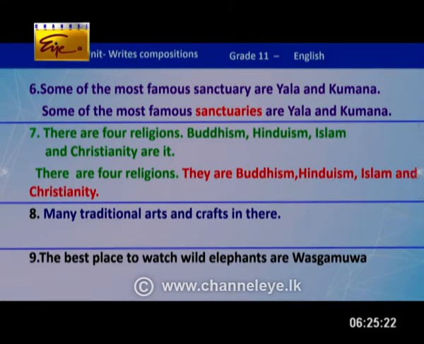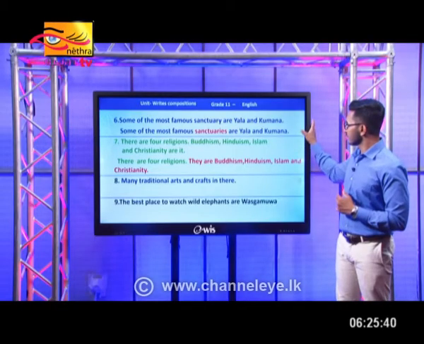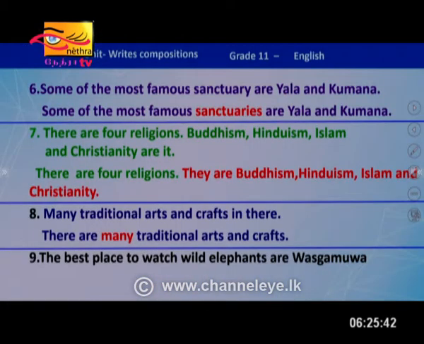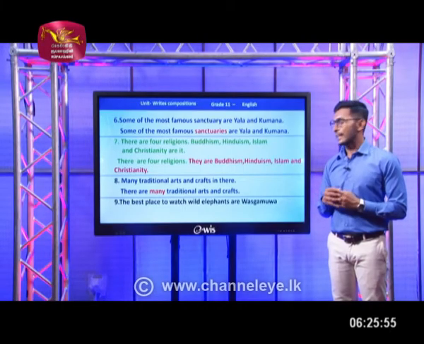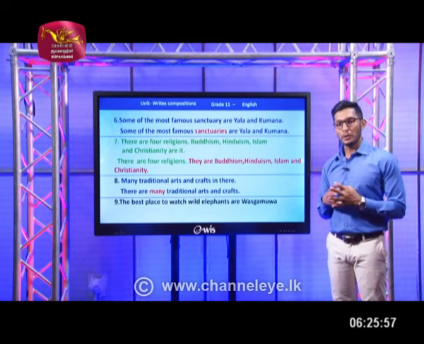Sentence number 8. So, what is the mistake in that? Many traditional arts and crafts in there. Is it a sentence? No, it is a chunk. So, what is missing there? You cannot find a verb. So, we can simply write it as there are many traditional arts and crafts. I have written many sentences using the simple structure there are. See, writing is not that difficult as you think. If you have a few sentence patterns and some vocabulary, you can be on board.